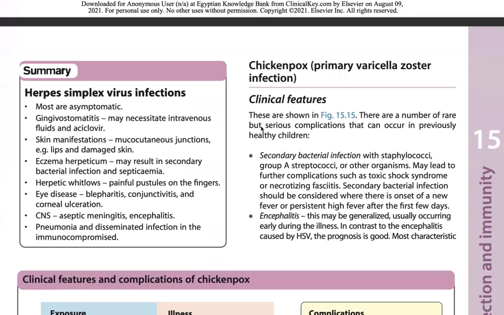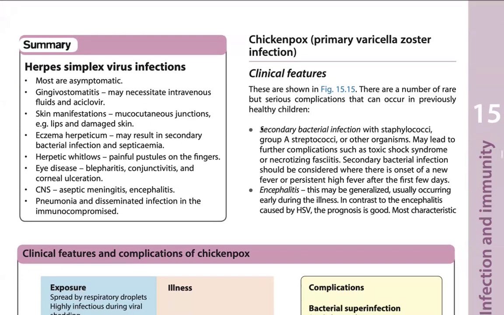Summary: basically, most are asymptomatic. Gingivostomatitis may necessitate IV fluids and acyclovir. Skin manifestations occur at mucocutaneous junctions, lips, damaged skin, and eczema. Eczema herpeticum may result in secondary infection and septicemia. Herpetic whitlows are painful pustules on the fingers. Eye disease includes blepharitis, conjunctivitis, and corneal ulceration. CNS involvement includes aseptic meningitis and encephalitis. Pneumonia and disseminated infections occur in the immunocompromised patient.